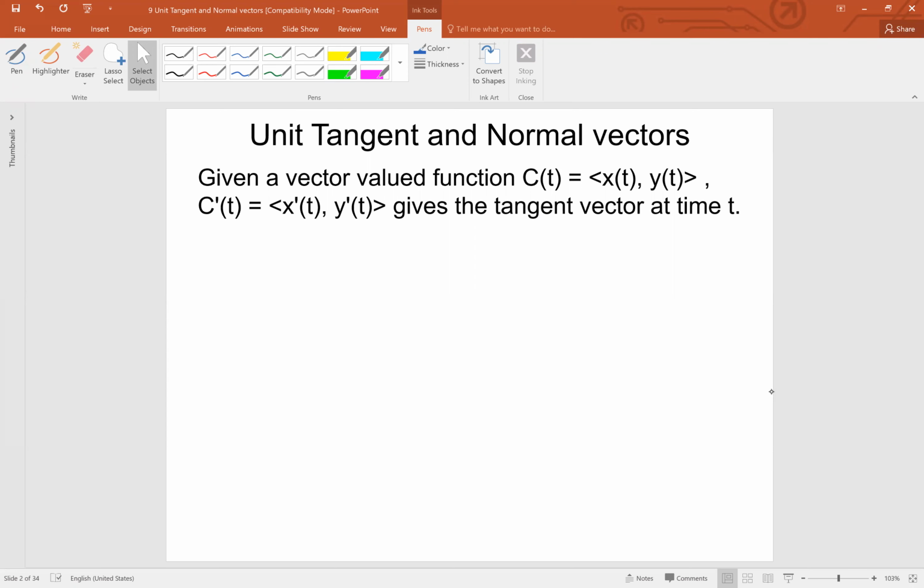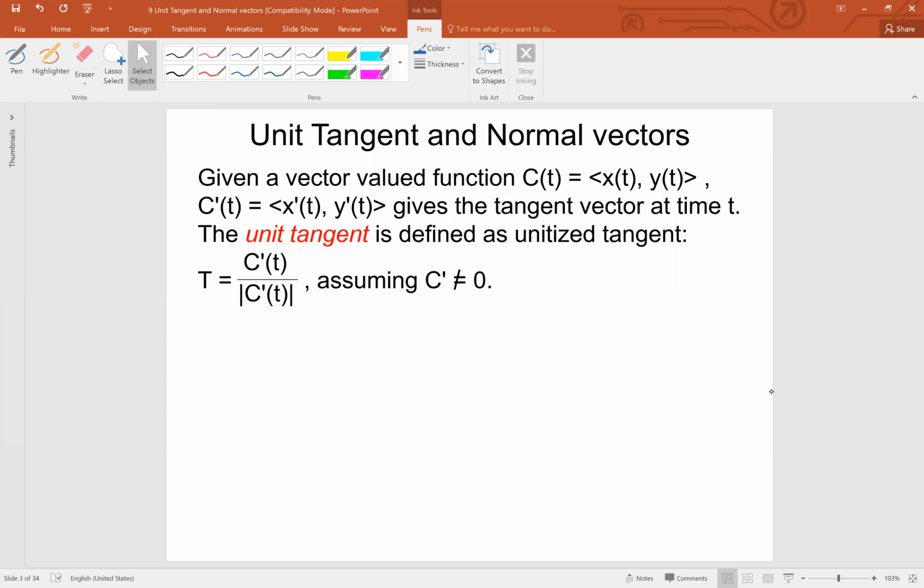Given a vector-valued function, we can find its derivative, the tangent vectors. Now we're going to unitize it. For example, if I have a curve and I'm traveling along it, at different junctures I have different tangent vectors with different lengths because I'm traveling at different speeds. Here, a tangent over there. So I got these different tangents of different lengths.